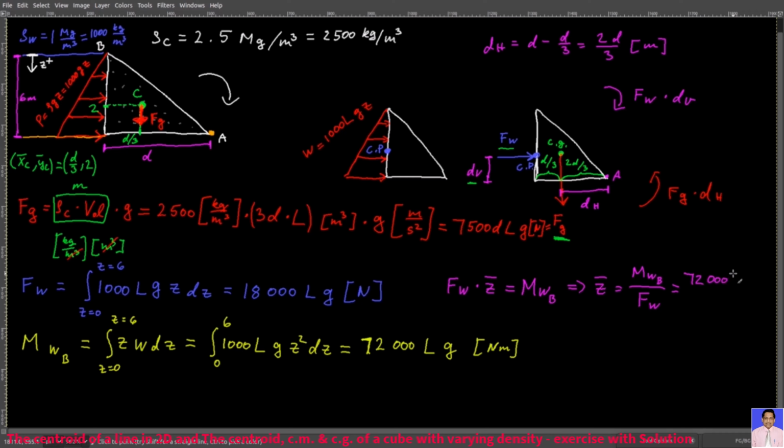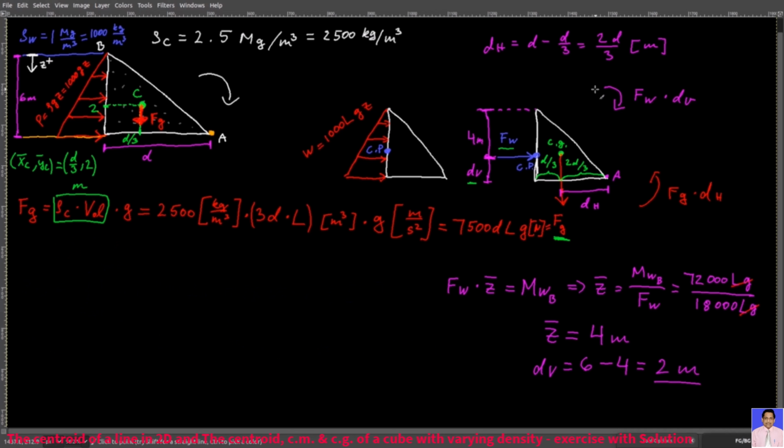And now Fw times Z bar is MWB, so your Z bar equals MWB over Fw, 72,000 times L times G over 18,000 times L times G. L and G's, they get cancelled, and so Z bar equals 4 meters. Now that's this location here. And so that means that dV equals, the total length is 6 meters. So I have 6 minus 4, which is my Z bar, and that's 2 meters.